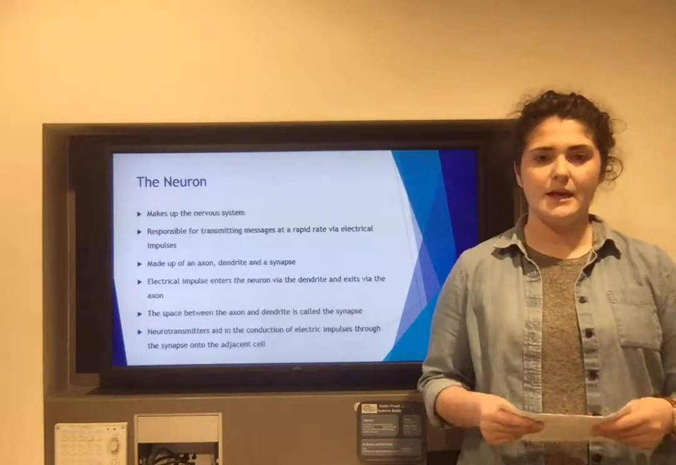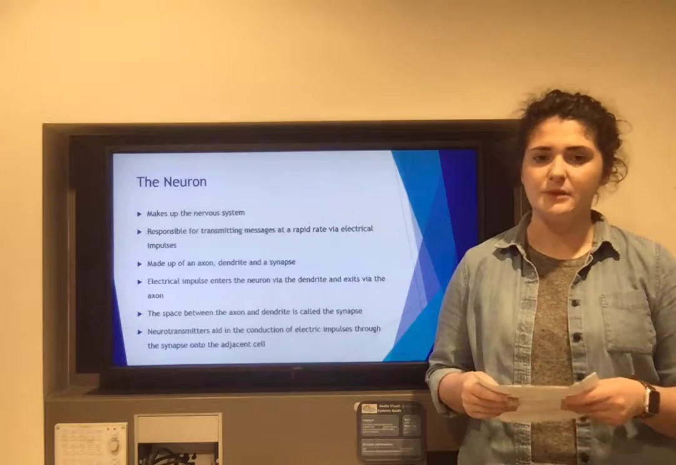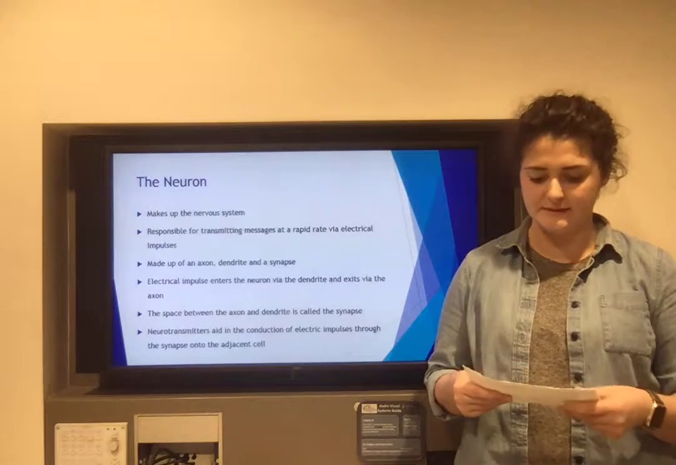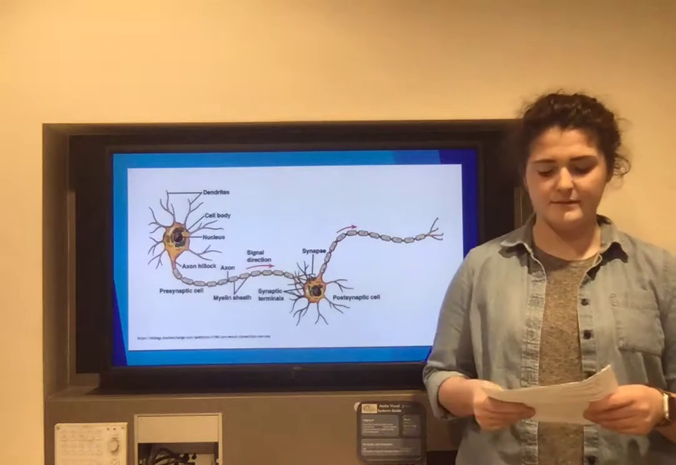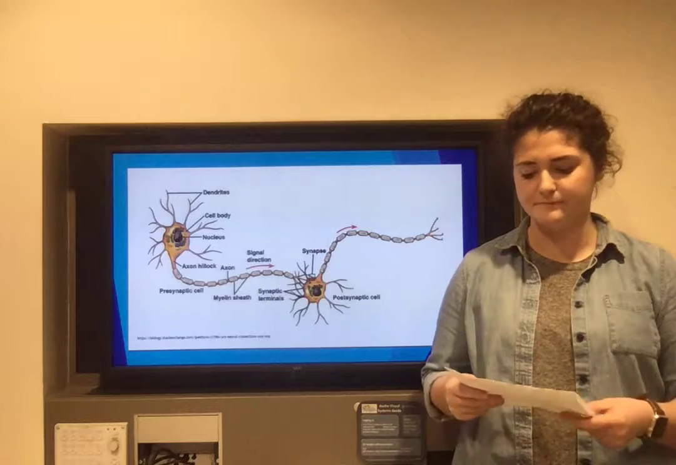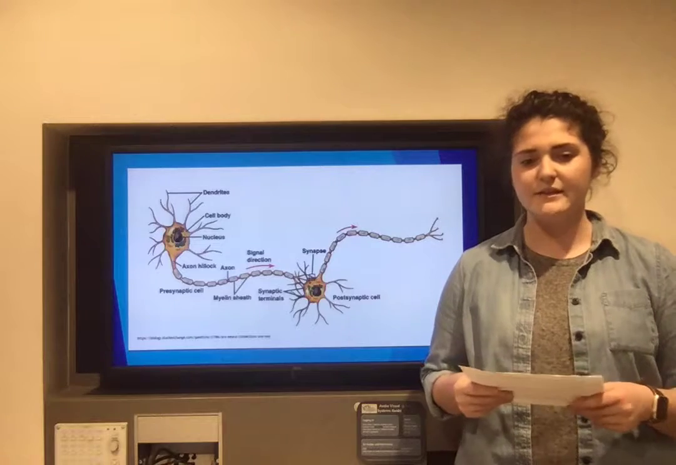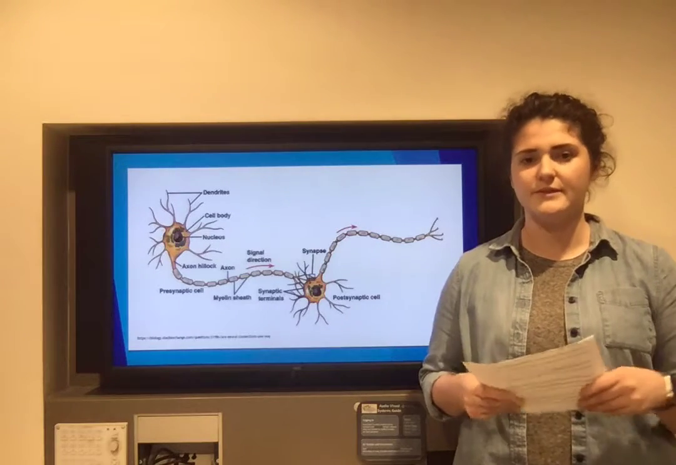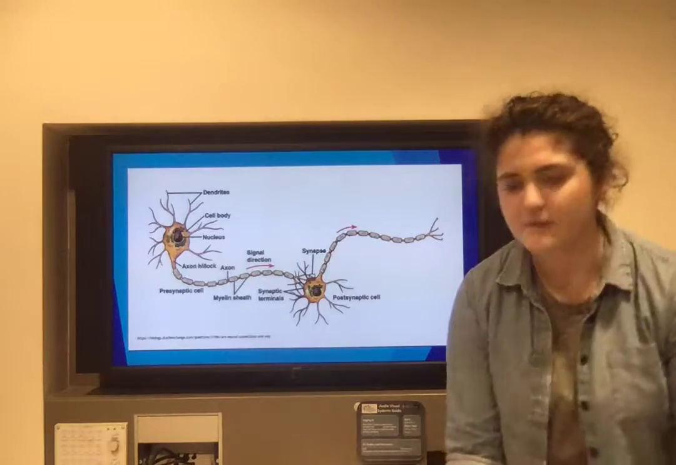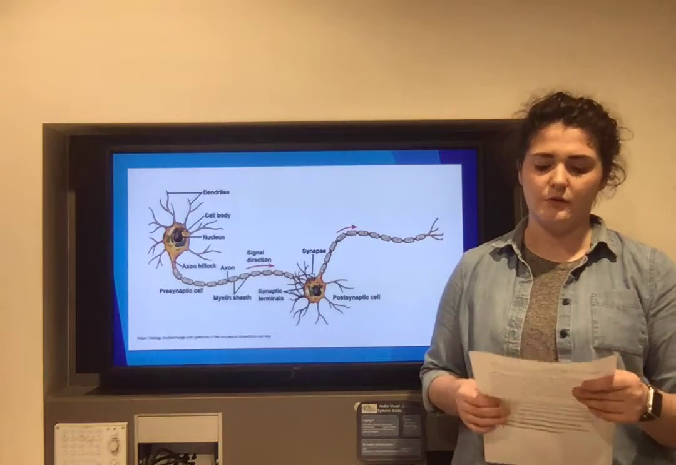The neuron is at the epicenter of cell communication in the brain and makes up the nervous system, and neurons are responsible for transmitting messages at a rapid rate via electrical impulses. The neuron has three main parts: the axon, dendrite, and synapse, which is the space between a dendrite and another axon. Electrical impulses enter via the dendrite and leave through the axon. To aid in the transfer of electrical pulses through the synapses, neurotransmitters are used. When someone has a seizure, neuronal firing is altered, which can cause a change in the concentration of the neurons.